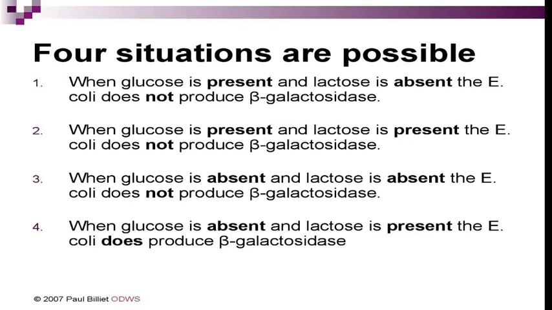At that time, there is no need to produce beta galactosidase because there is no glucose as well as no lactose. In the fourth petri dish, the E. coli is grown in lactose conditions and the glucose is absent. At that time, it is necessary for the E. coli to break down this lactose into glucose and galactose. So we require the beta galactosidase enzyme to break down this lactose into glucose and galactose.